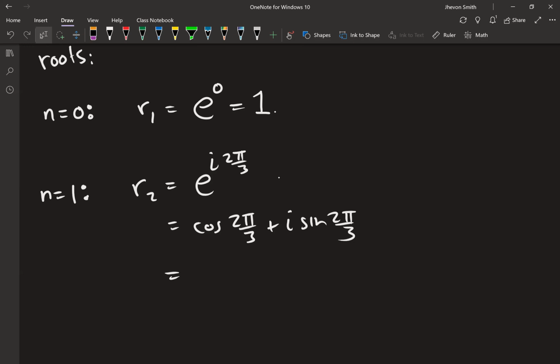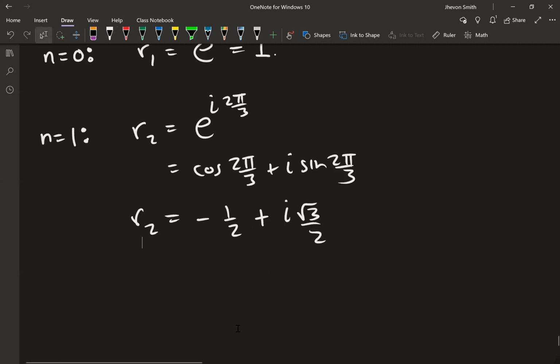This is equal to, so you should remember that cosine of pi over 3 is a half. 2 pi over 3 is in the second quadrant, so this is minus a half, plus sine of pi over 3 is radical 3 over 2. 2 pi over 3 is in the second quadrant, so this is radical 3 over 2. So that's my second root.